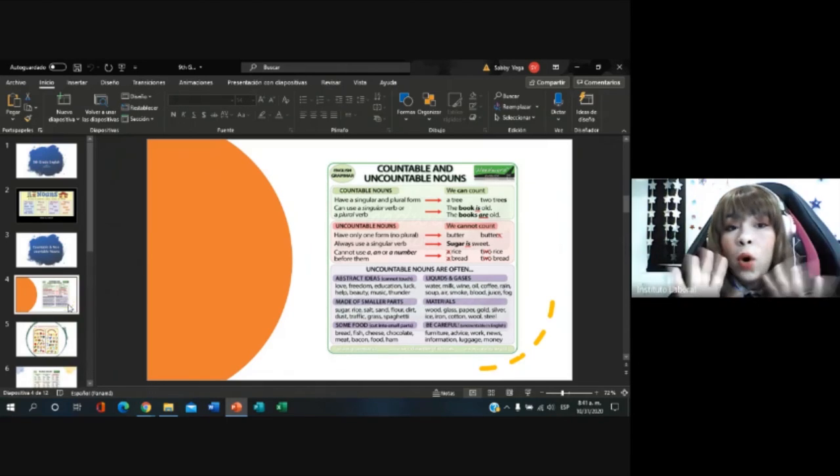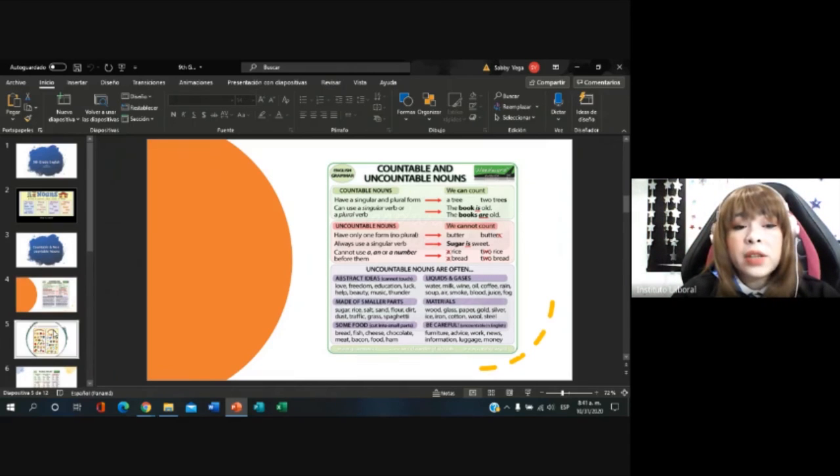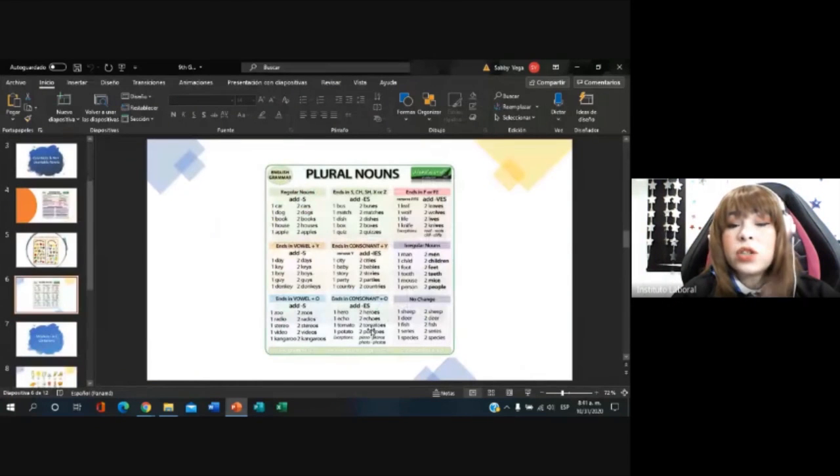Uncountables are always singular. There are some countable and uncountable names of food. There are some rules in the use of the plural s, depending on the ending of the words. There are some plural nouns that are irregular, so they change, like in the case of man, men, woman, women. There are some cases where the plural is the same as the singular, like for example species, series, sheep, fish. They are the same.